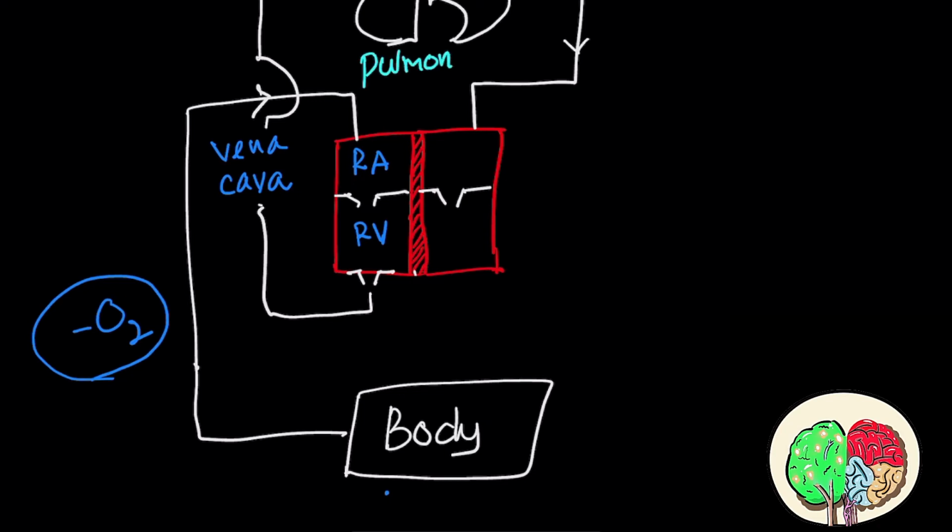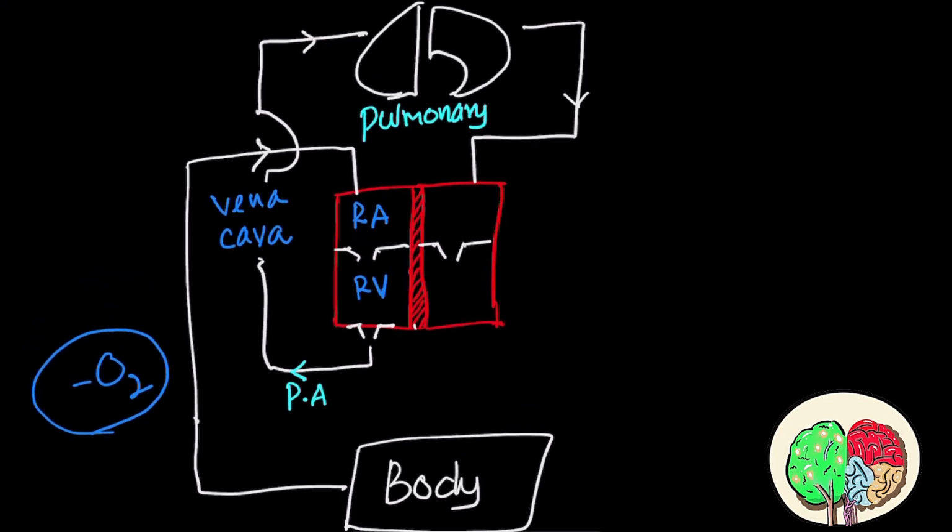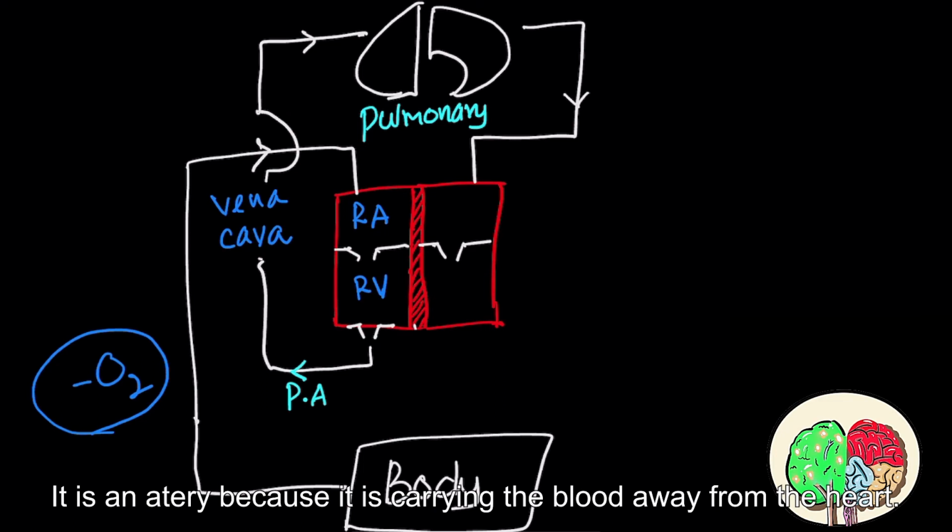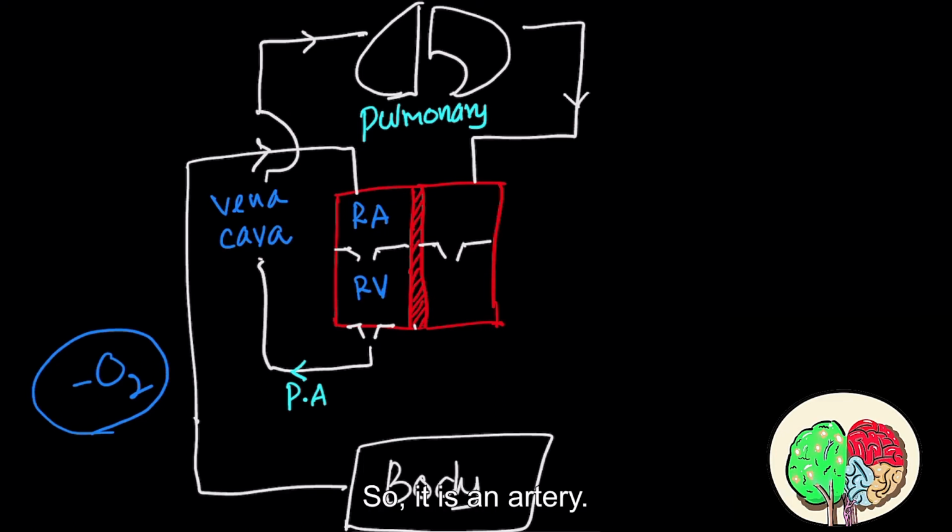Pulmonary. The vessel going away from the heart to the lungs, we call it an artery, so we call it the pulmonary artery. It's very easy: pulmonary artery, because the name of the lungs in Latin is pulmonary and this is an artery. So how do you know that it is an artery? It is an artery because it is carrying the blood away from the heart.